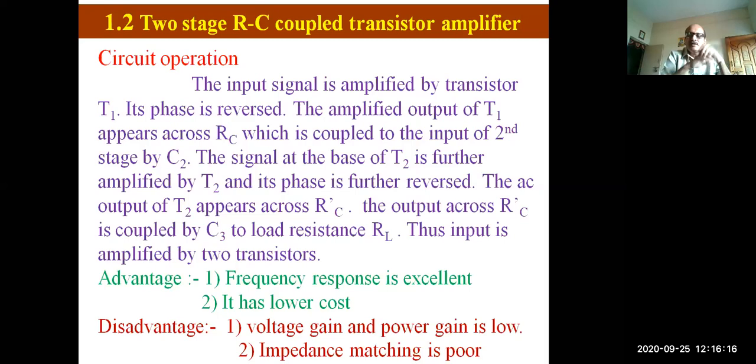Output power divided by input power. In electronics, what is the power? The rate of doing work is called power in mechanics, but in electronics, the product of voltage and current is called power. Just voltage, just current, just power.